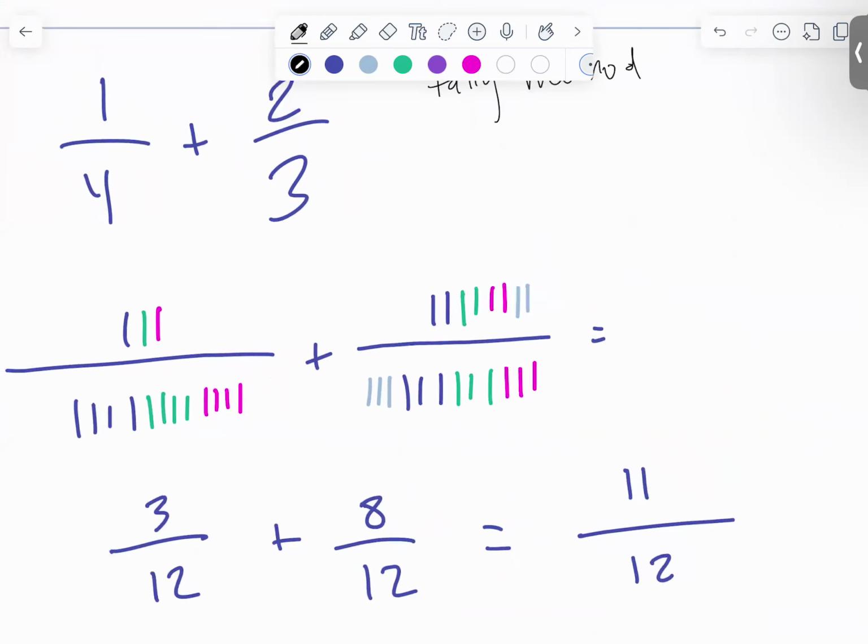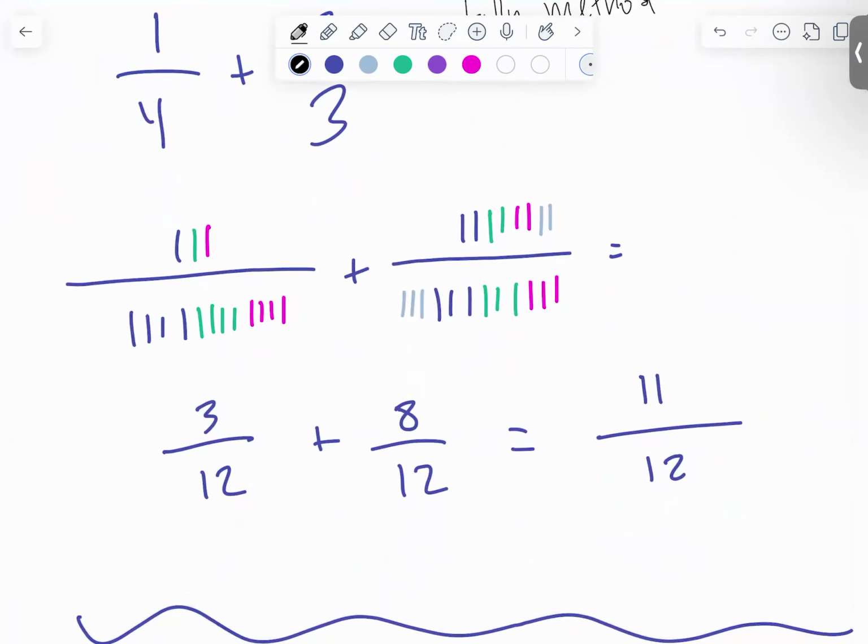And so that brought me to 8 ones on the top. And so then you just add up all your tallies and you keep your same denominator, and then you have 11/12.